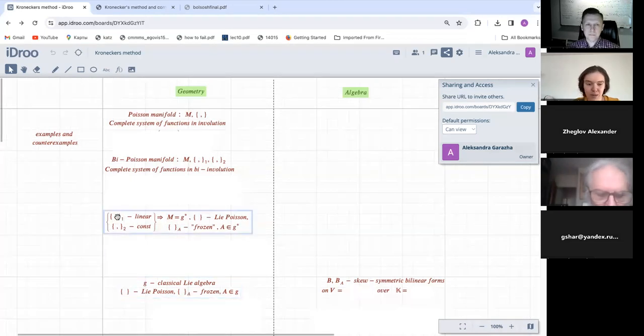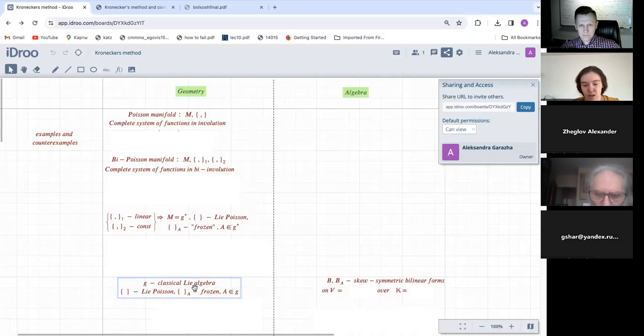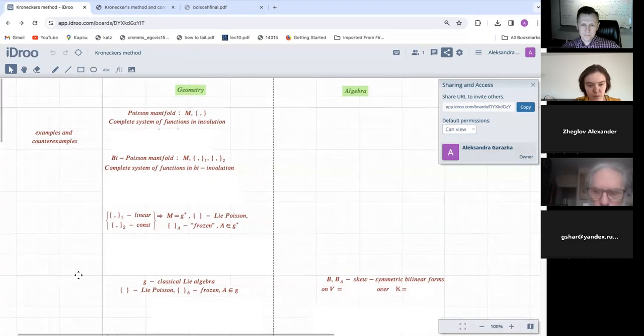When one of the brackets is linear, it means that our manifold, our Poisson manifold, is just the dual space to a Lie algebra, and we will simplify it like that. We will say that G is a classical Lie algebra, and in that case, this problem is still open. And then I will explain how the algebraic approach should work.